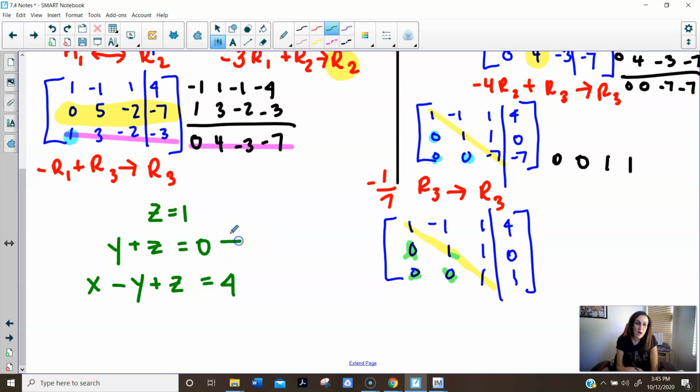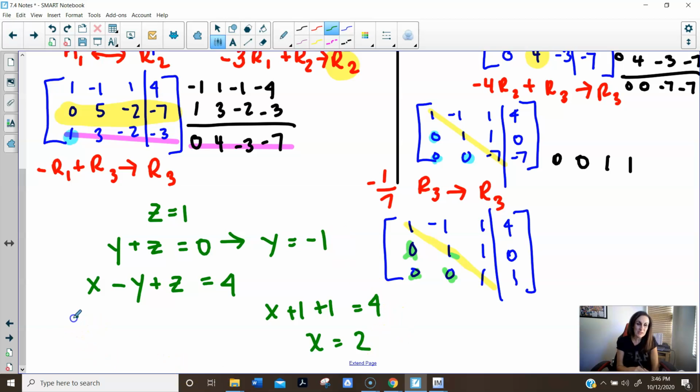So if I take z and plug in 1, subtract it over here, y equals -1. And then you could take z and y, plug them in here. So now I have x minus -1, which is +1, plus z, which is 1, is equal to 4. And so x is equal to 2. So therefore, we've got z is 1, y is -1, and x is 2.